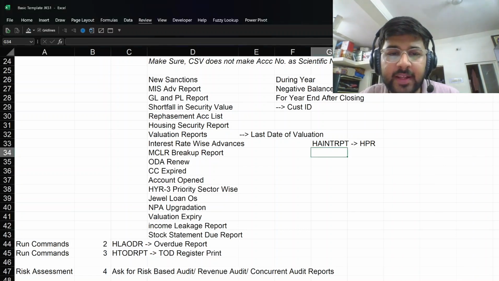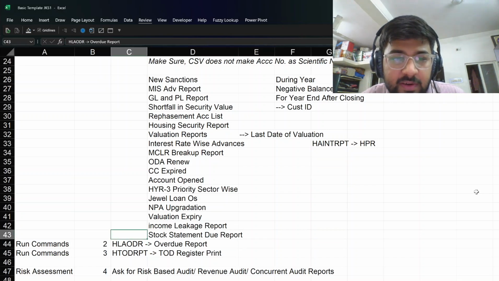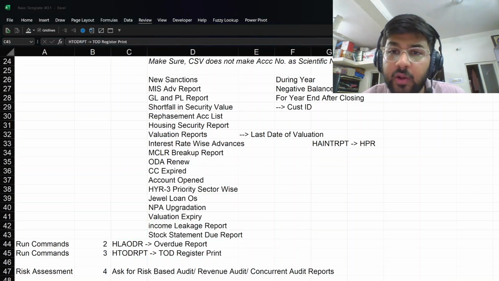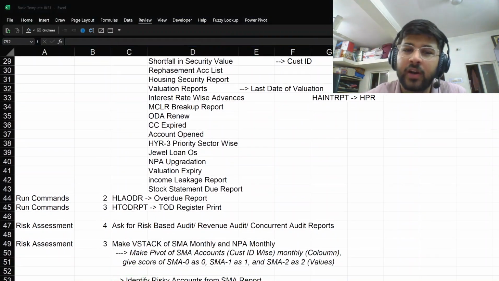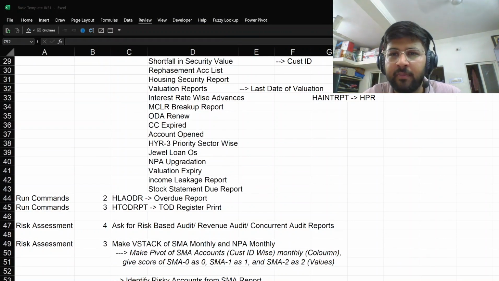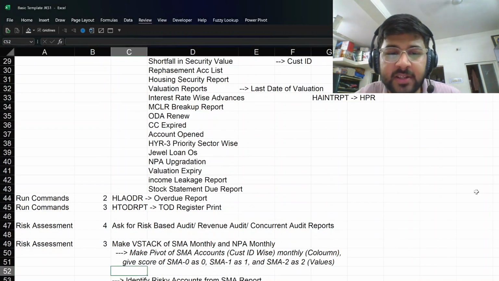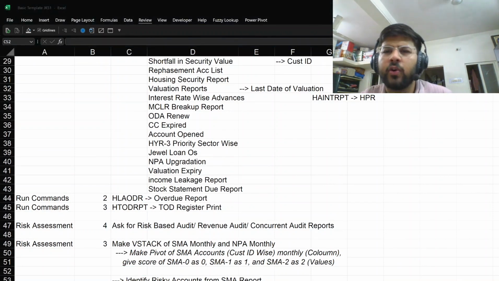All right, the next thing is, while someone is generating all of these reports, burning their hands and eyes watching the slow Finacle generate these reports, somebody should ask for the audit reports which are issued during the year or before the audit, such as a risk-based internal audit, revenue audit or concurrent audit. This would help you identify a lot of problematic areas.